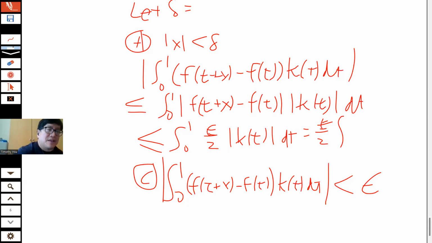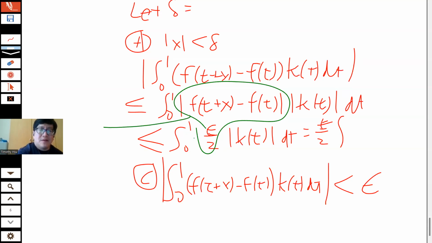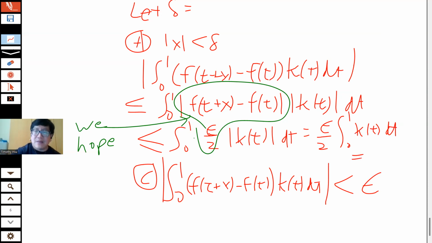Which is going to be equal to epsilon over 2 times a constant. Even though this won't be in the final answer, this is the sort of thing that we hope. We hope that we're going to be able to replace the distance between f of t plus x and f of t with some small number epsilon over 2, because that's our only hope for proceeding. I don't know how else we could get this all to be less than epsilon. Once we do that, this is equal to epsilon over 2 times the integral of k of t, and since k of t is non-negative, that's equal to epsilon over 2, which is in fact less than epsilon.